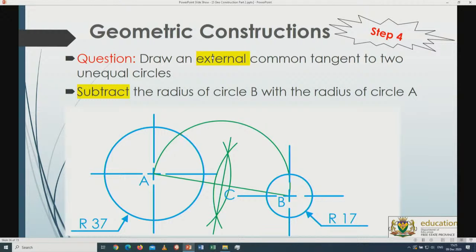Now, external means outside, means big. So to prevent going off the paper, I have to subtract. I have to make smaller. Right, so what do I make smaller in this case?